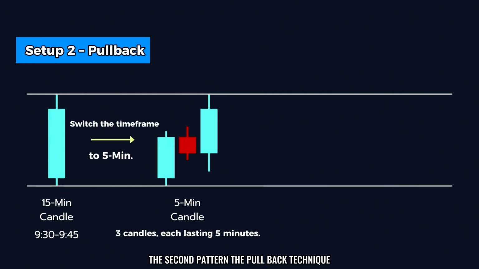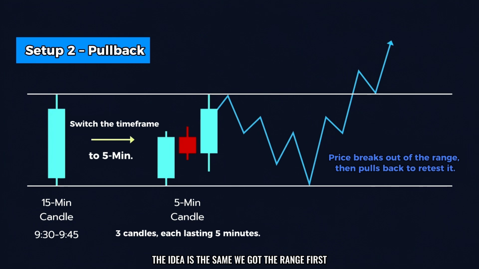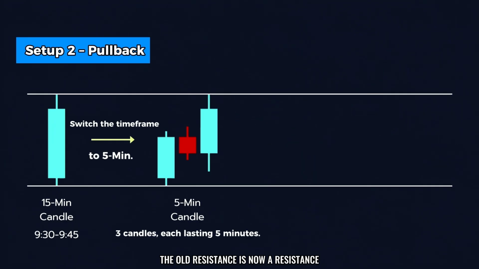The second pattern, the pullback technique, the idea is the same. We get the range first, then change the time frame. After that, we wait for the price to break out. When the price breaks out at this point, we will not enter the trade. We will wait for the price to pull back and test the resistance. The old resistance is now support. We can find the time to enter the trade.